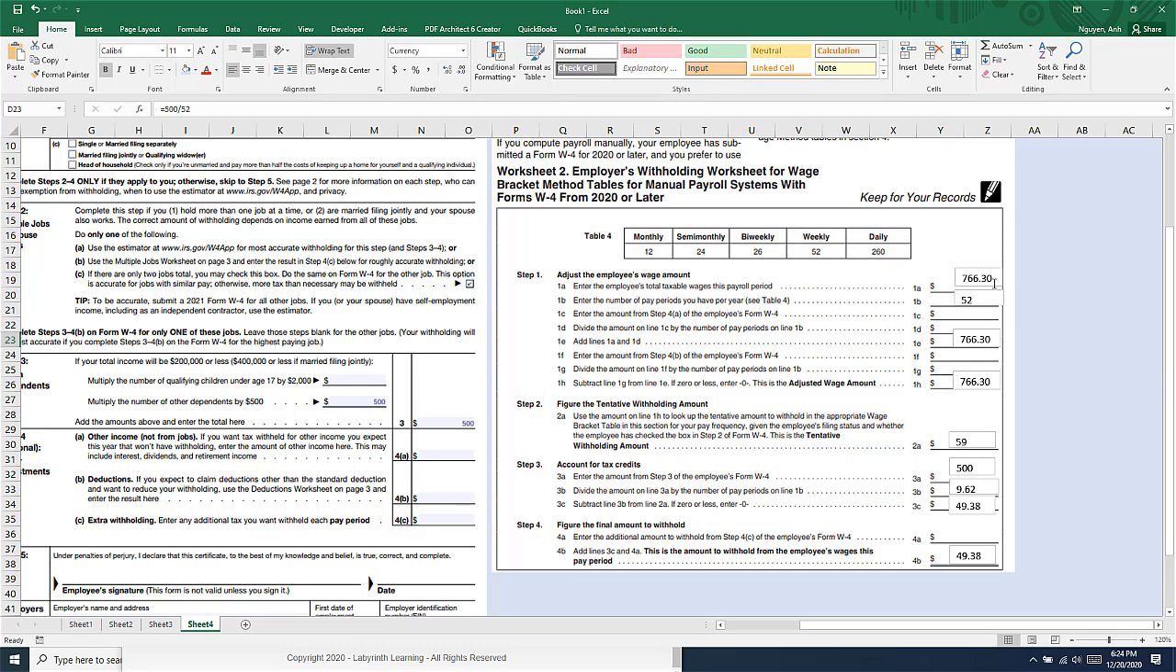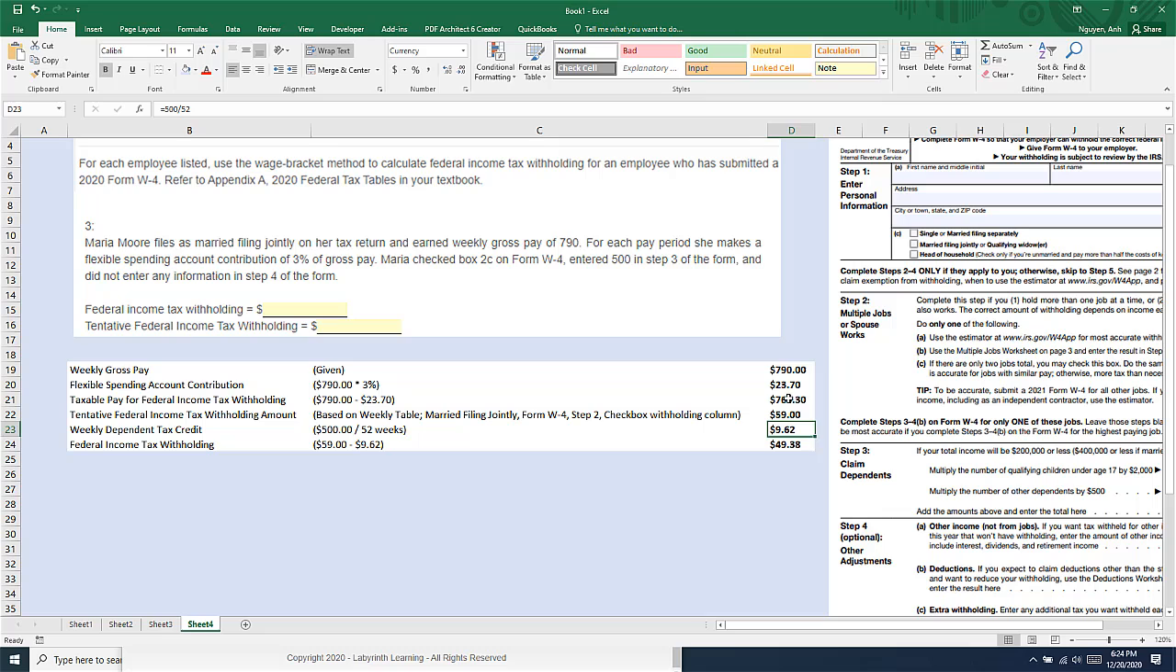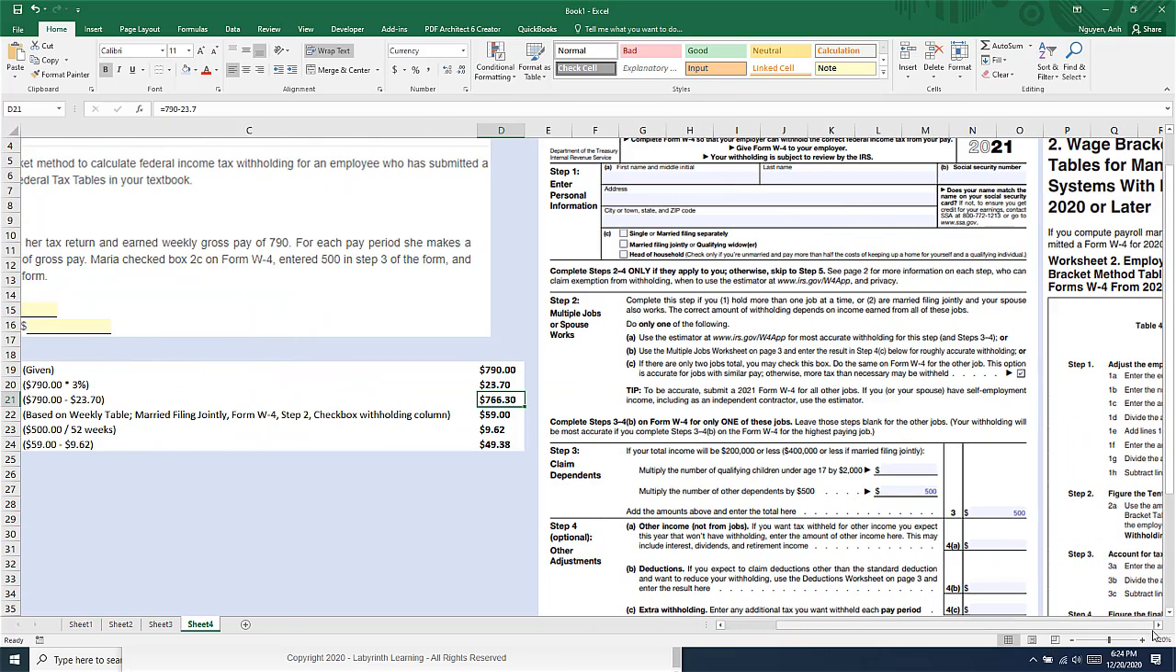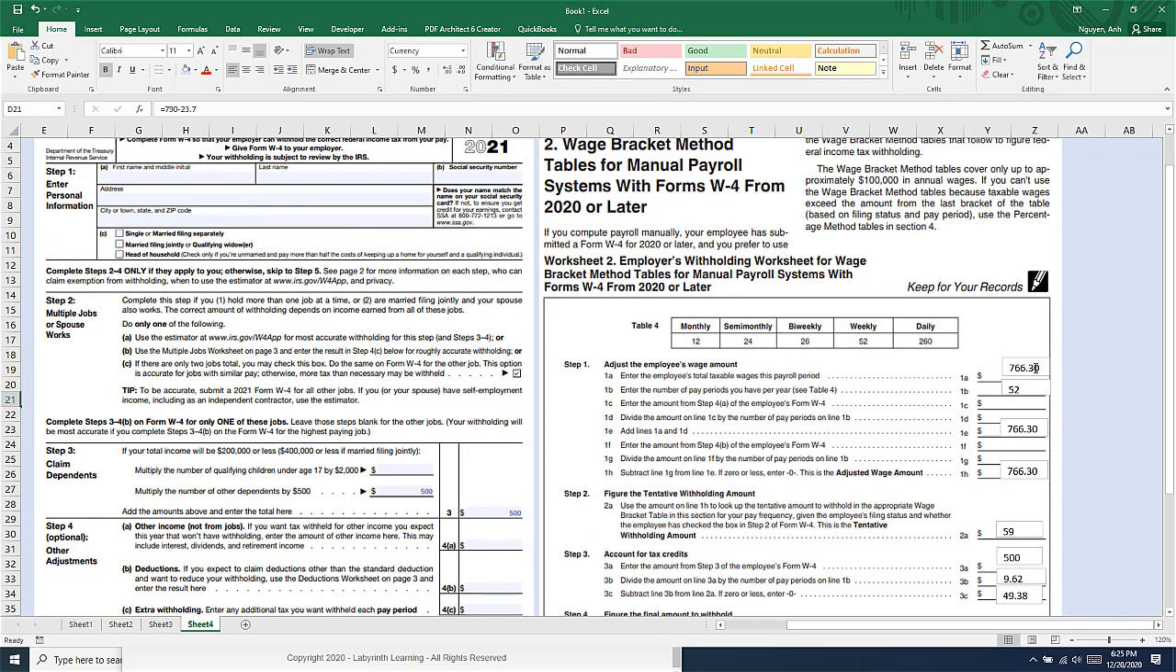So $766.30 is the amount of the employee's wage amount, back here when we had calculated the taxable pay for federal income tax withholding. So that's the gross pay. That's taxable, all right? It goes here, and then we indicate the number of pay periods. This is weekly, so it's 52 weeks. Then all of that flows down to line 1H as the adjusted wage amount.